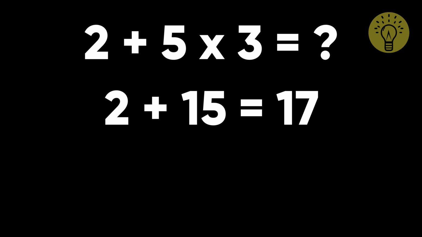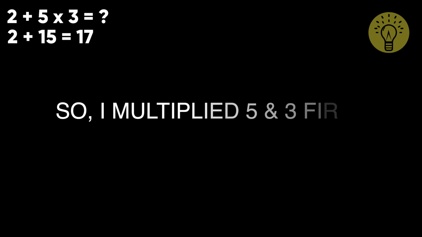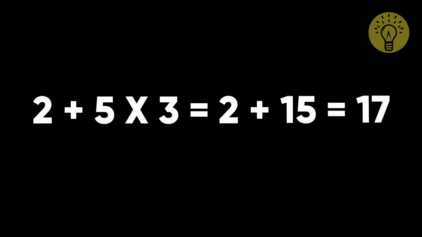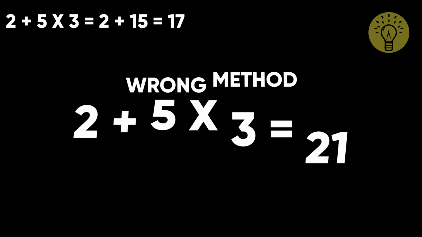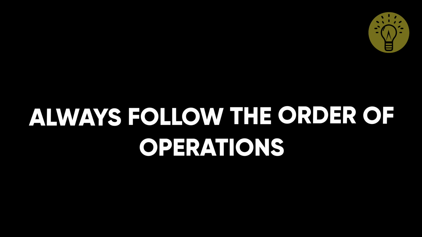How did I do it? I took the multiplication into priority before addition. So I multiplied 5 and 3 first, then added 2 after that. So you get the answer 17. Some people go from left to right and get the answer 21, like 2 plus 5 is 7 and 7 into 3 is 21. That is always wrong. You have to remember that in your mind before doing the calculation. Always follow the order of operations.